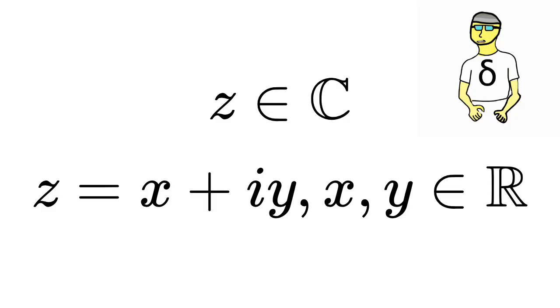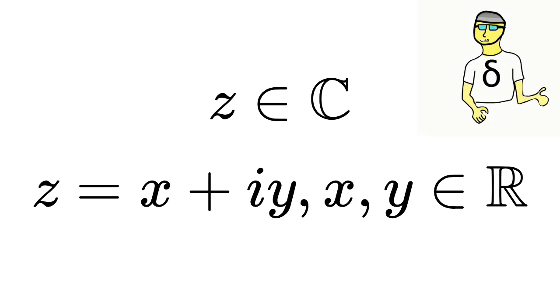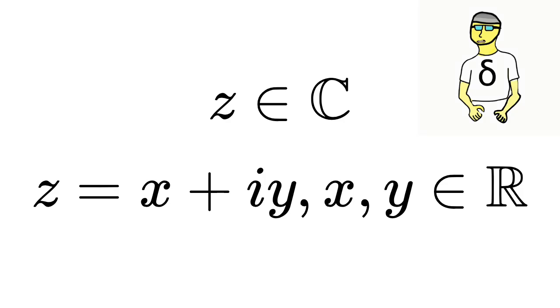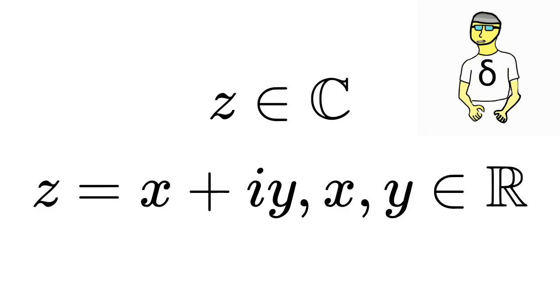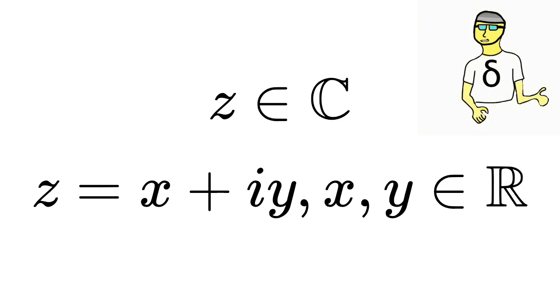So let's begin with the most fundamental question. What are complex numbers? Well, a number z is called complex when z can be represented in the form z = x + iy. Here, x is called the real part of the complex number and iy is called the imaginary part of the complex number. And x and y both are real numbers.